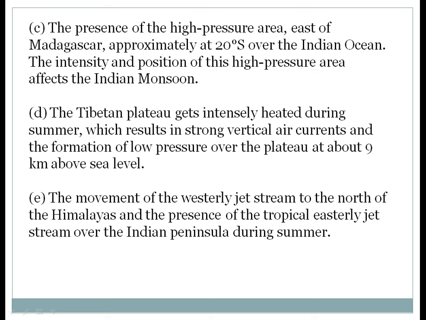During the summer, the Deccan Plateau gets intensely heated, resulting in a strong vertical air circulation, that means air currents, and high pressure over the plateau about 6 km above sea level. The fifth one develops during the summer: the movement of the westerly jet stream to the north of the Himalaya and the presence of the tropical easterly jet stream over the Indian peninsula.